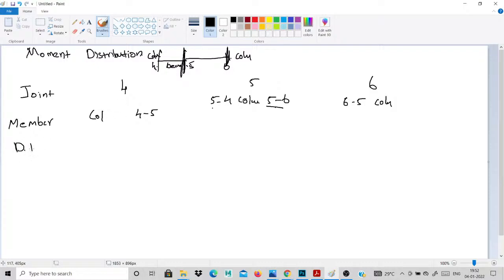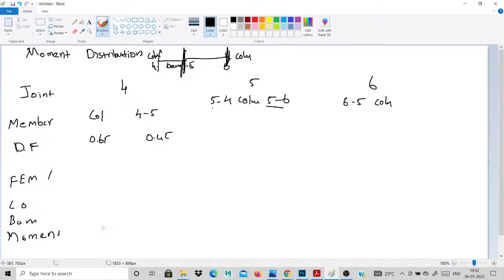Then go for the distribution factor. I already calculated the distribution factor for these areas. Then I go for the carryover and balance. You go for carryover and balance three times to take accurate values. Understand this. So finally you calculate the moments for your sum.